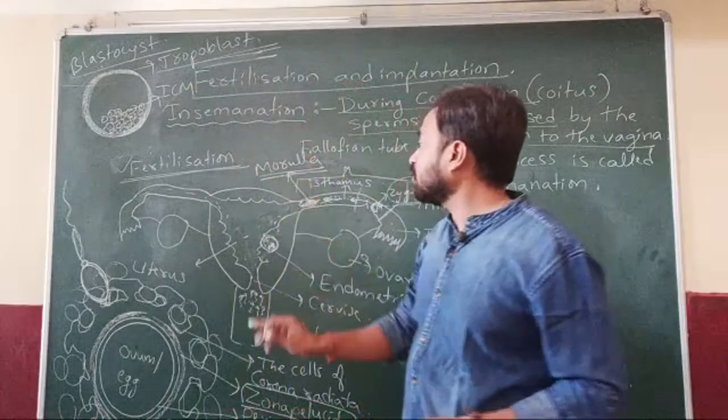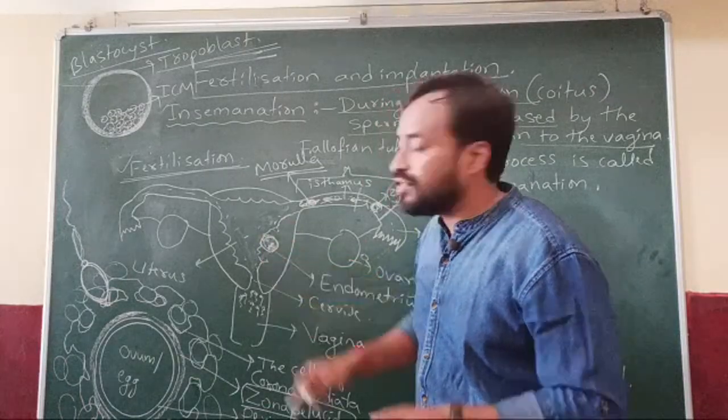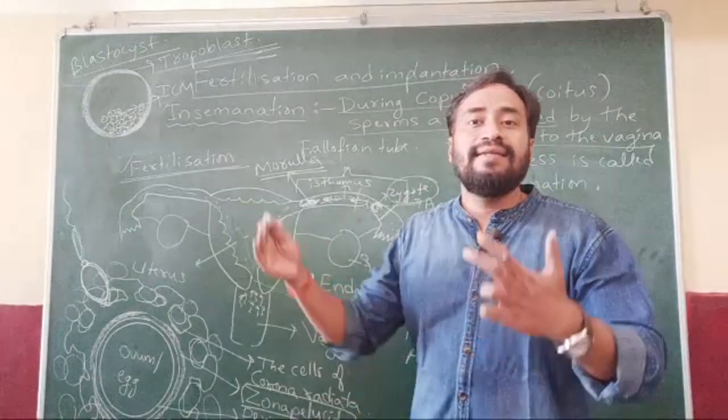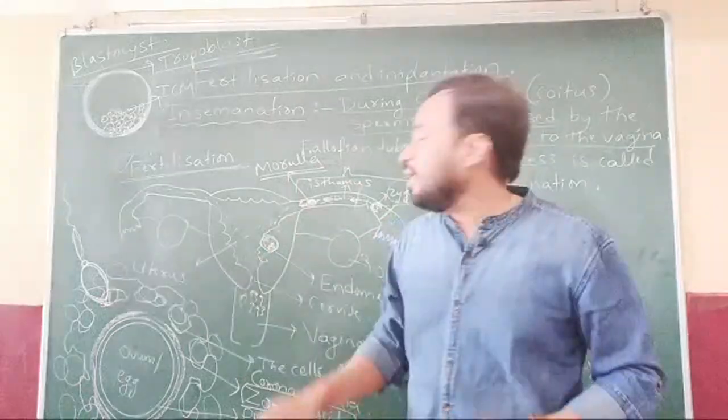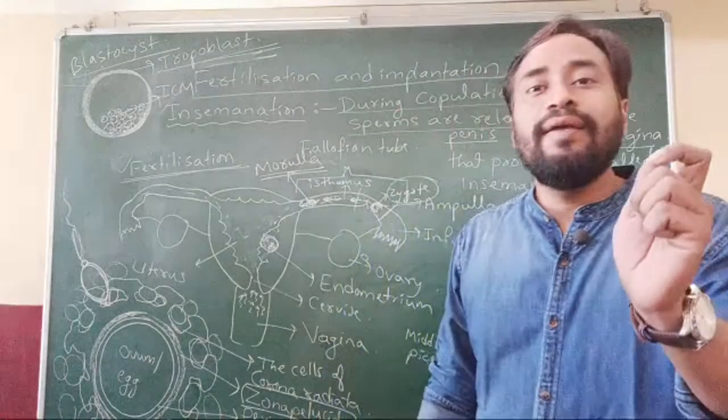That is what a blastocyst is. This blastocyst will ultimately reach the endometrium of the uterus and get embedded in the cells of the endometrium. That condition is called implantation.